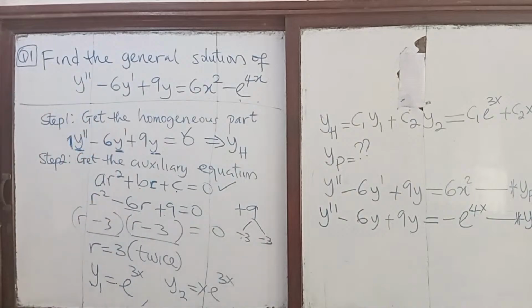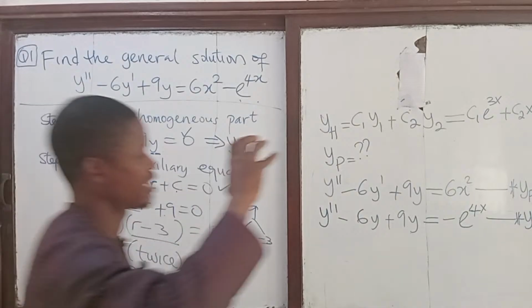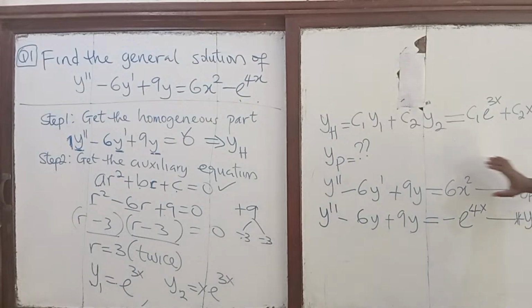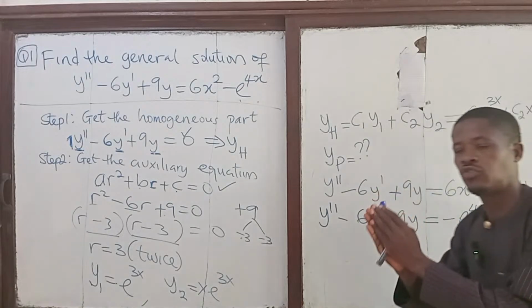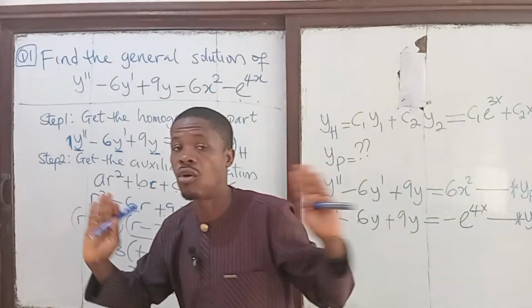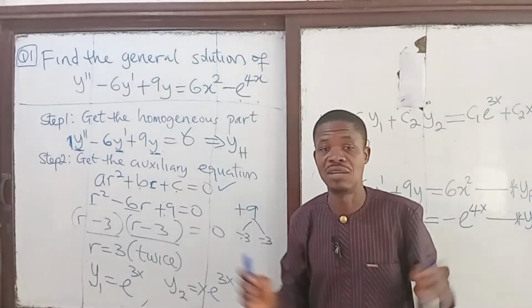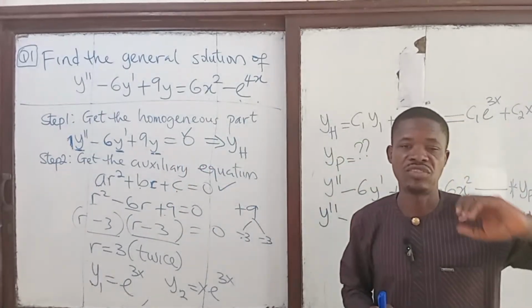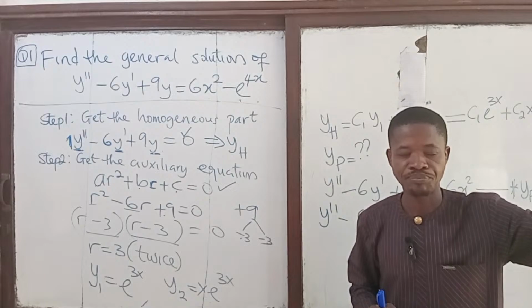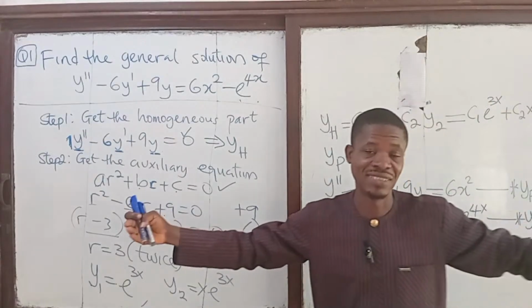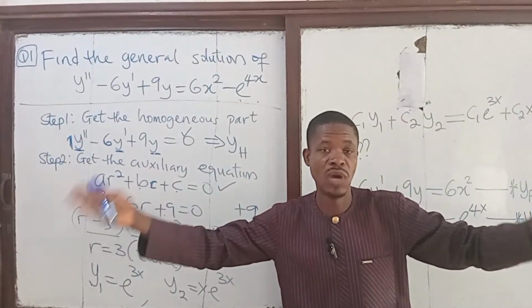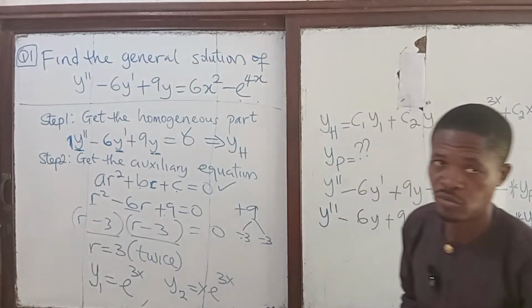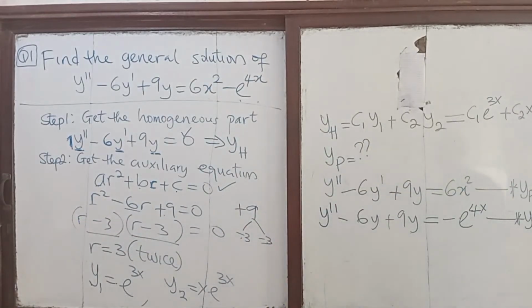So we're going to get the particular solution for the first segment, the particular solution for the second segment, and they will now add them together. And that's all on the superposition principle. When your non-homogeneous function becomes more than one, that's what we call the superposition principle. Let's now look at yp1.